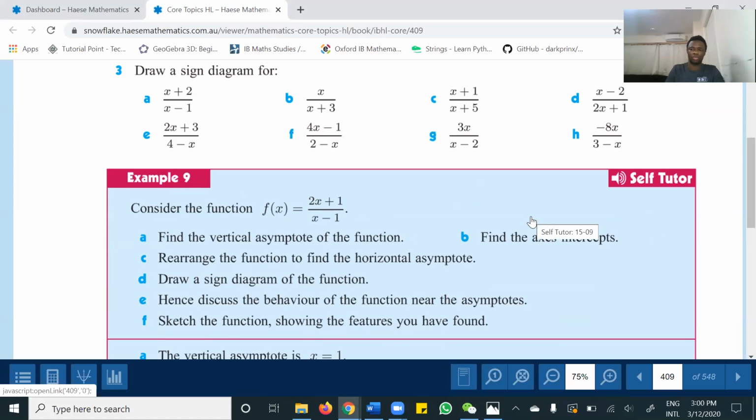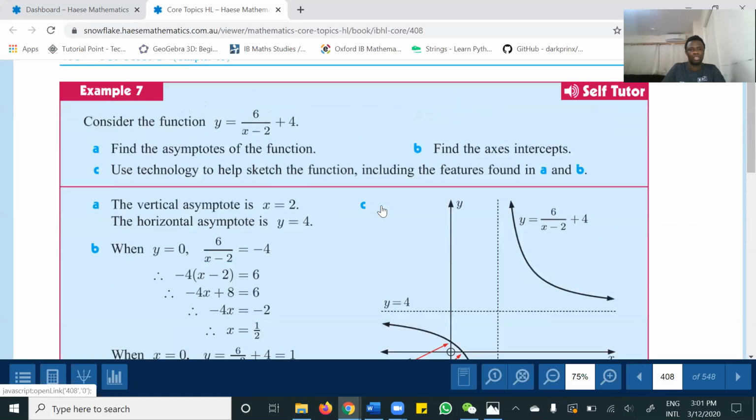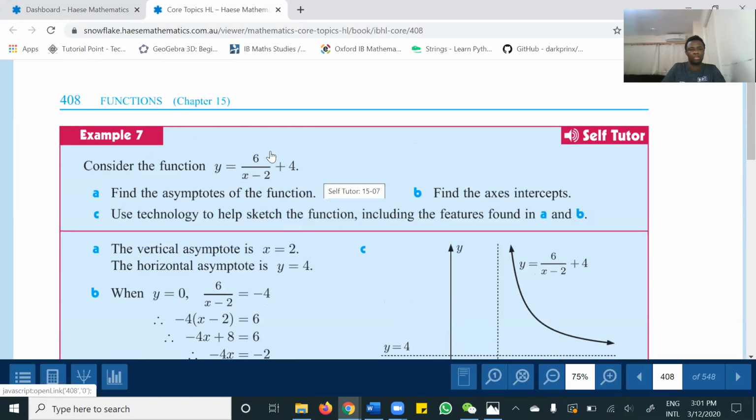So the question, let's go straight to it. It's 3 o'clock already. The function f of x equals that. Find the vertical asymptote of the function. We don't have issues with this. Find the axis intercept. That means x-axis and y-axis. So x-intercept and y-intercept, I mean. They rearrange the function to find the horizontal asymptote. To rearrange the function means to write it in this form. Okay, understood everyone? To rearrange is to write it in this form.